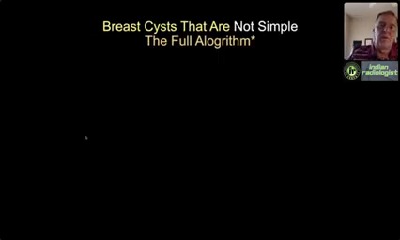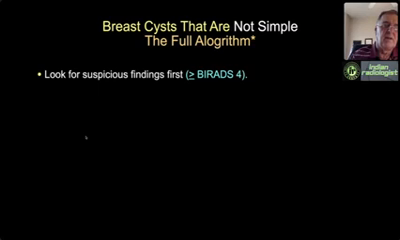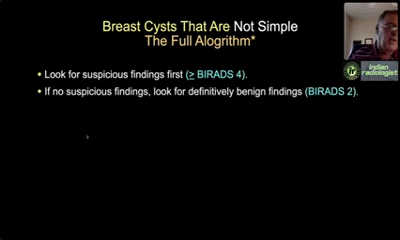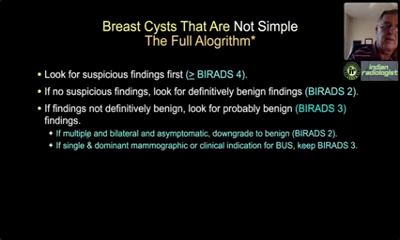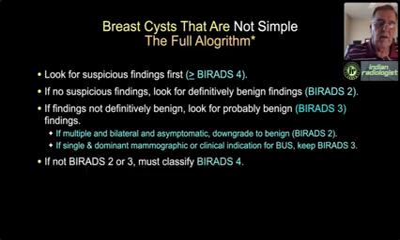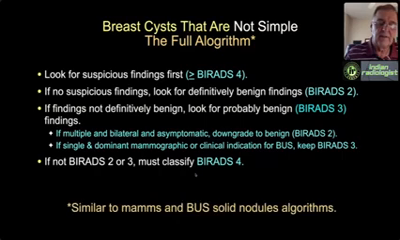And the full algorithm that we use for cysts that aren't simple is pretty much the same thing we use for mammography and solid breast nodules. I look for suspicious findings first. If I don't find suspicious findings, then I try to find definitively benign findings that are BI-RADS 2. And if I can't find BI-RADS 2, then I try to call it BI-RADS 3 so that I don't have to biopsy it, but I could do follow-up on it. But if I can't make it BI-RADS 2 or 3, then I have to consider the whole thing suspicious and I have to biopsy it.